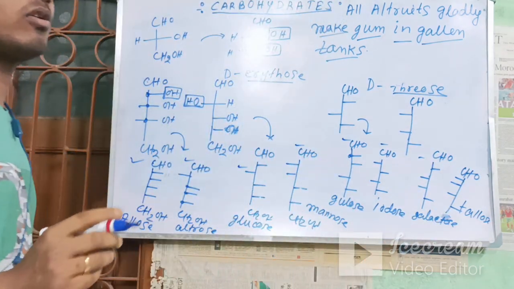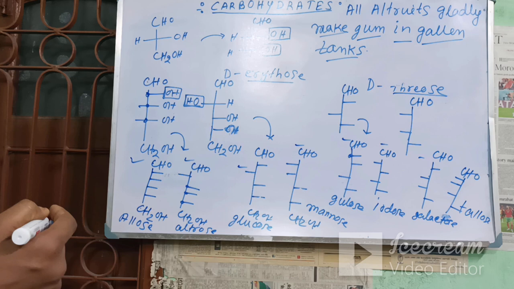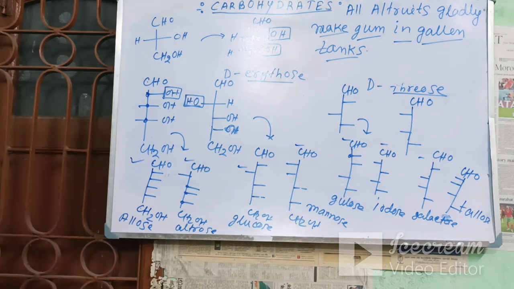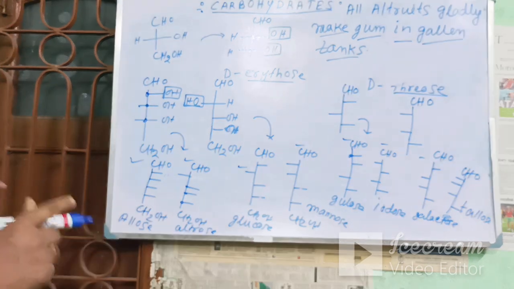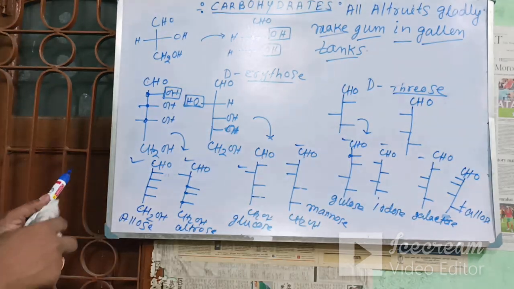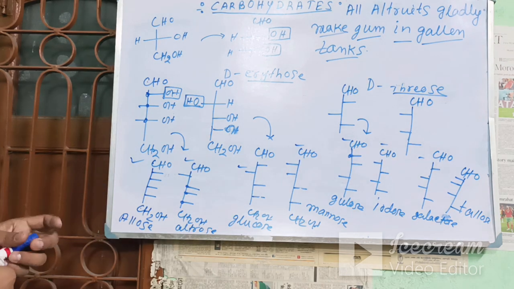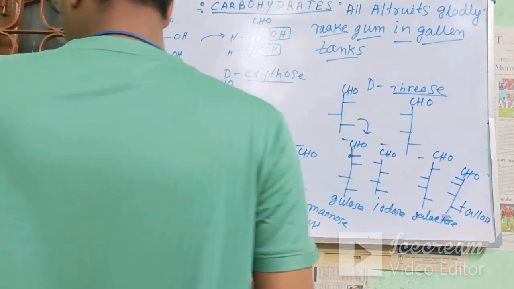because in different competitive exams and different board exams also they ask the structure of the aldohexoses, and we should remember this structure of the aldohexoses, because it will reflect in the next part of our chapter. Okay, so now we will talk about the epimer.